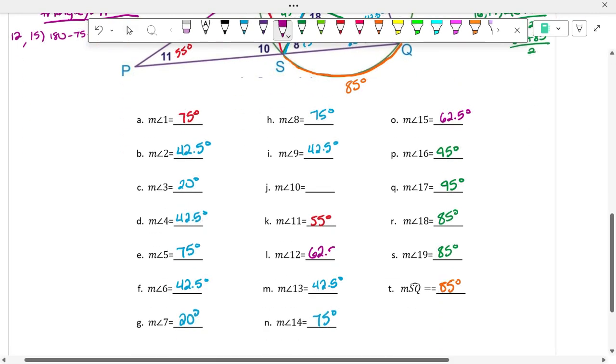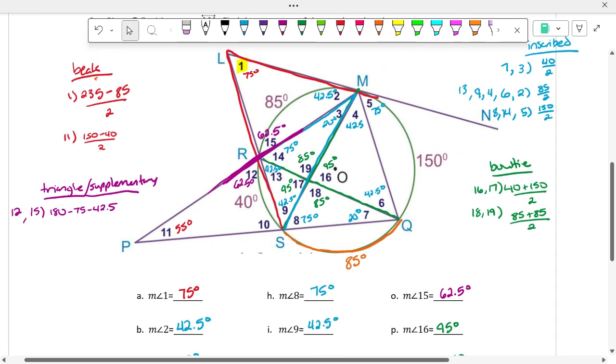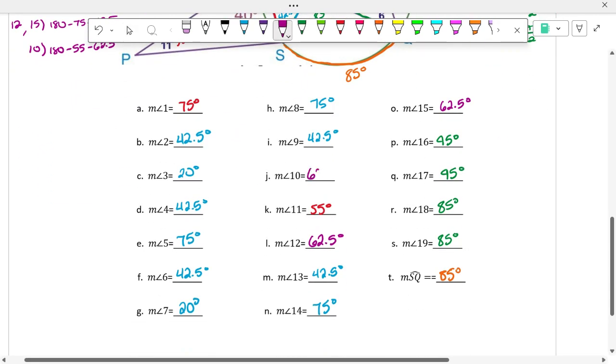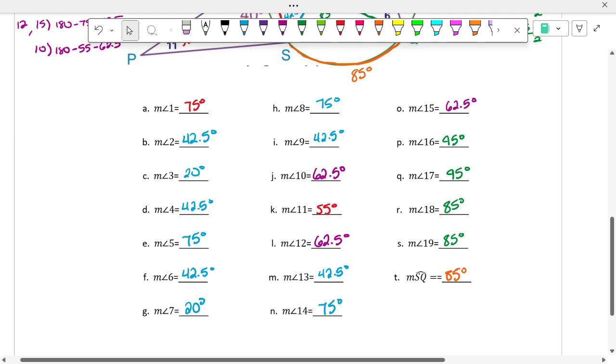So now we can find 10 because we've got the completed triangle now except for one angle. So for 10, I would take 180 and subtract 55 and 62.5 to get 10. And what will that give me? I got 62.5. Good. So it would be 62.5. And we've completed our big circle.